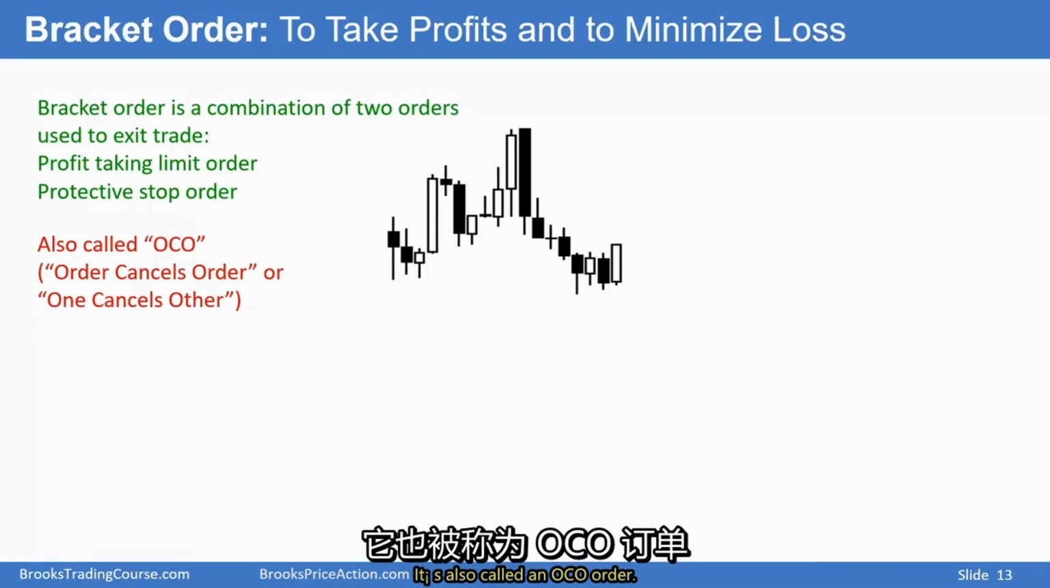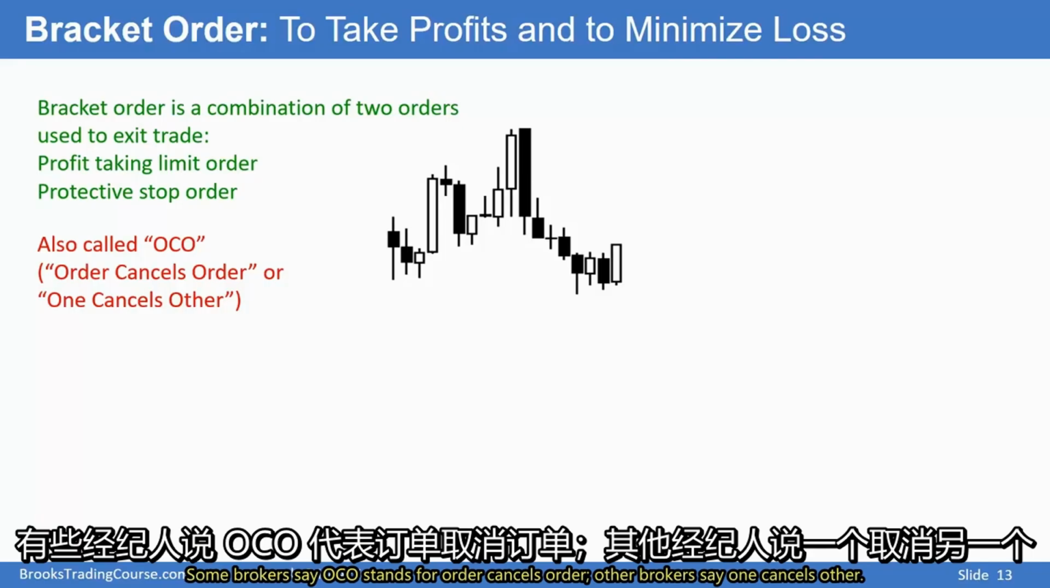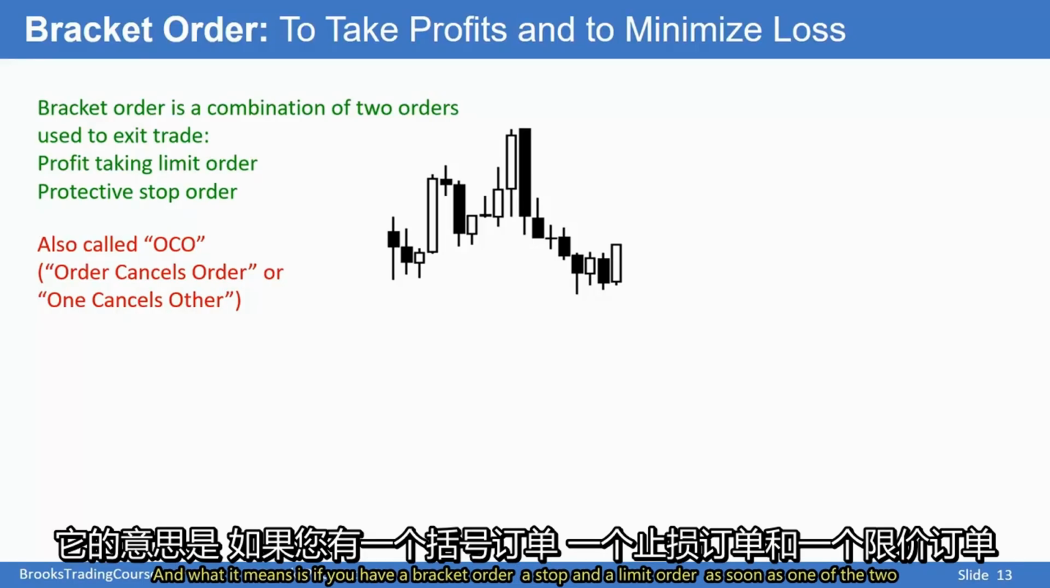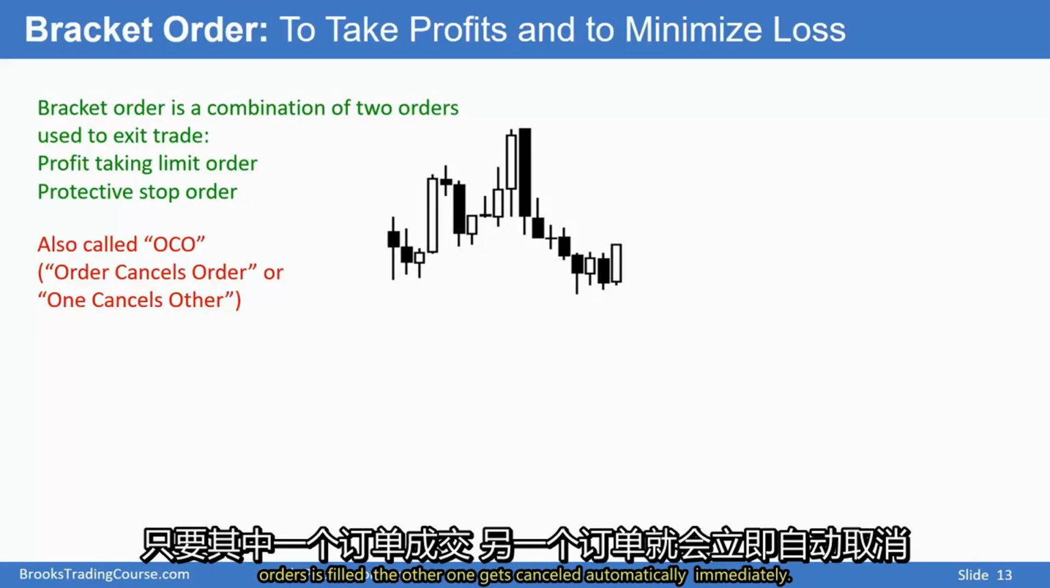It's also called an OCO order. Some brokers say OCO stands for order cancels order. Other brokers say one cancels other. What it means is, if you have a bracket order, a stop and a limit order, as soon as one of the two orders is filled, the other one gets canceled automatically, immediately.